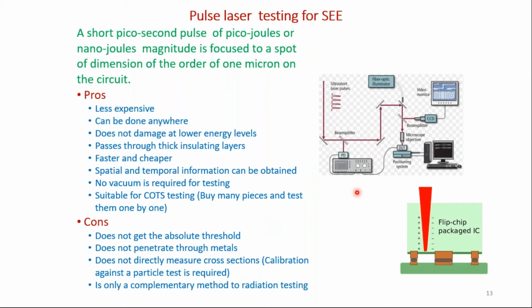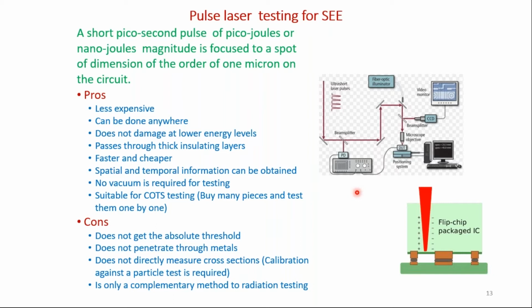So what about the downside? The cons are you cannot do absolute calibration. It does not get the absolute threshold, does not penetrate through metals, and does not directly measure cross sections. So you need to calibrate against the particle method. In fact, some of the beam is reflected from the surface of the chip, so you need to have a good idea of how much reflection there is. So if you're trying to calibrate, you just cannot get an absolute calibration. You need to make one trip to the accelerator to calibrate the whole thing.